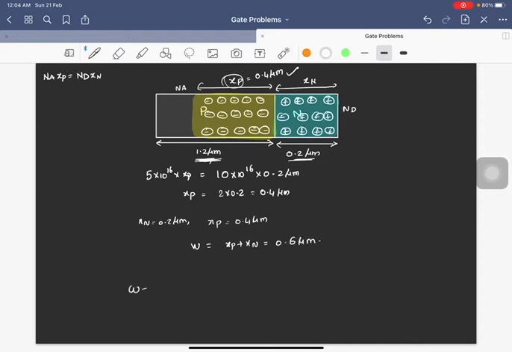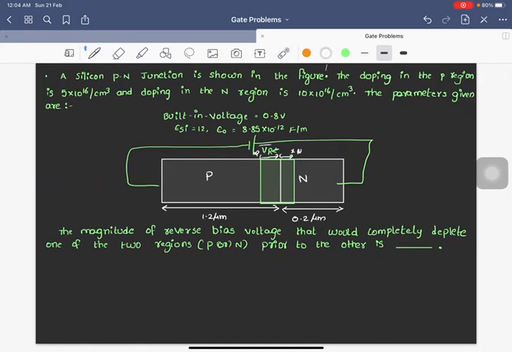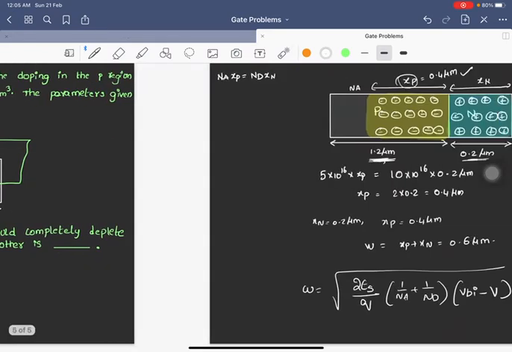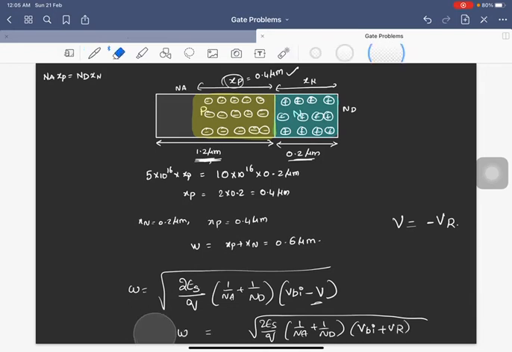we know the formula. W equal to square root of 2 epsilon of silicon by Q into 1 by Na plus 1 by Nd into VBI minus V, but here V is minus VR, that is the reverse bias voltage. Here VR is negative, right? The voltage we are applying is reverse bias, so here V will be minus VR. So if I simply do that, that is equal to square root of 2 epsilon of silicon by Q into 1 by Na plus 1 by Nd into VBI plus VR. Okay, this is W.